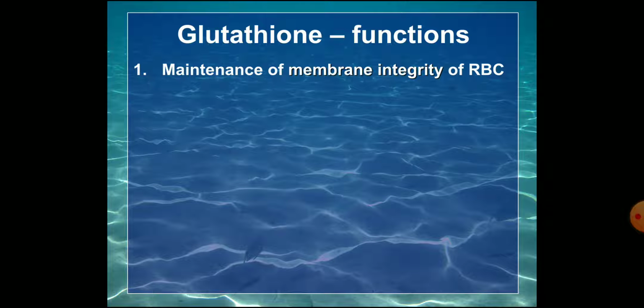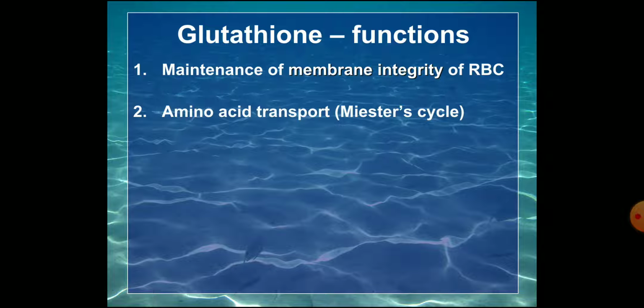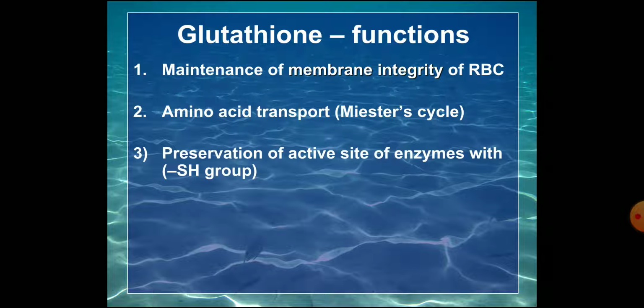Now, there are some important functions for glutathione. First, the maintenance of RBC membrane integrity and amino acid transport, you might have studied the Meister cycle into the cell. When amino acid is taken, glutathione is used. Then for the preservation of the active site of the enzyme, that is SH group containing enzymes, the active site is preserved and protected by glutathione.